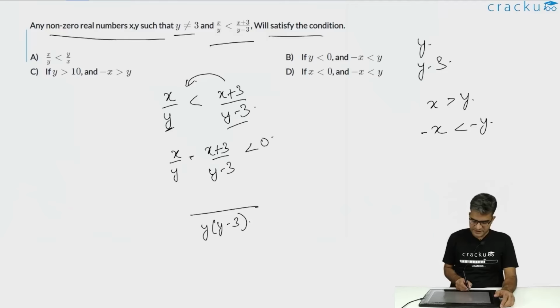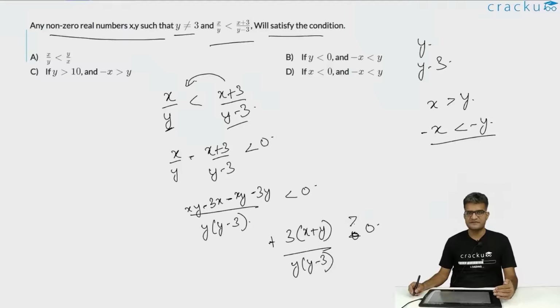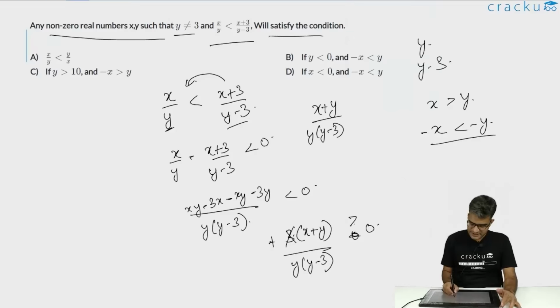Like we discussed earlier, if you are multiplying both sides with minus 1, the sign of the inequality will change. So here 3 times x plus y will be greater than 0. Now divide both sides with 1 by 3. 1 by 3 is a positive number, so the sign of the inequality will not change. So essentially what we have is that x plus y divided by y into y minus 3 is greater than 0.